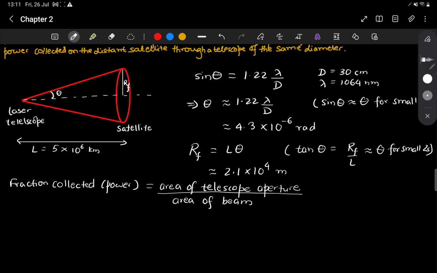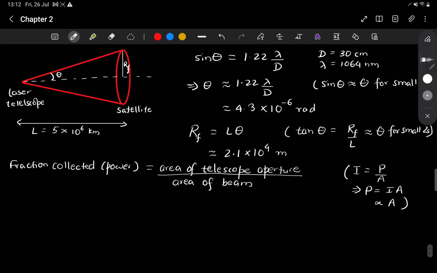So why do we get this? This is because intensity is power over area. So intensity equals power over area. So power is intensity times area. That means it is proportional to the area, and the intensity of the beam is constant. It is what it is, the total intensity.